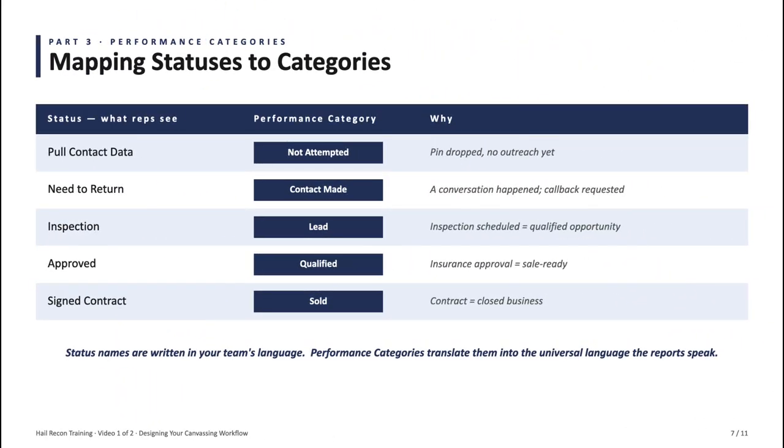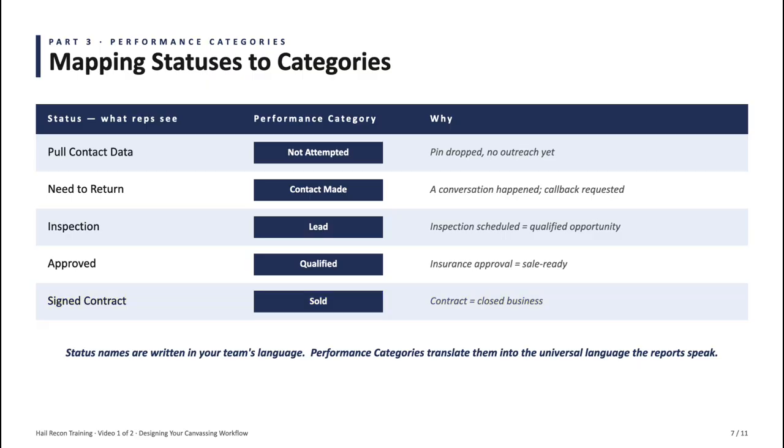Here's how that mapping looks in practice. Look at the left column. Those are status names in your team's language. Pull contact data. Need to return. Approved. Those are operational terms specific to your workflow. The middle column translates each one into the universal language the reports speak. Pull contact data becomes not attempted in reports. Approved becomes qualified. Signed contract becomes sold.